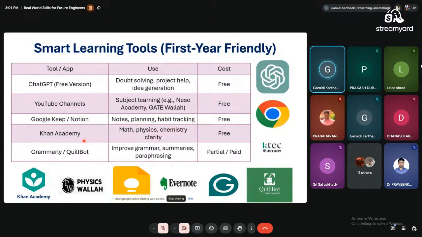Okay, and Grammarly and Quillbot, these are generally for writing your reports. I'm not going to discuss much about them, but you make use of these platforms. These are all absolutely free. You don't need to pay anything for them, right?